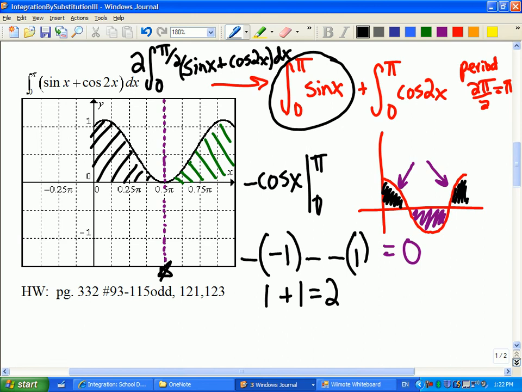Okay. So the black plus the green area would equal 2. I'm not sure just how much you're going to see that being used in your homework tonight, but the symmetries that show up there are a good property to know about.